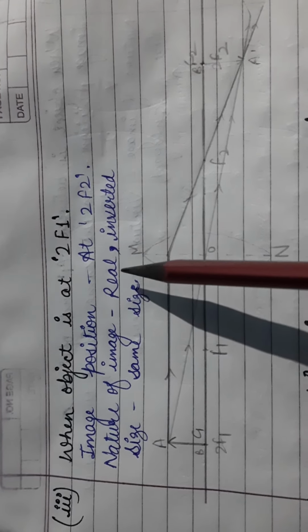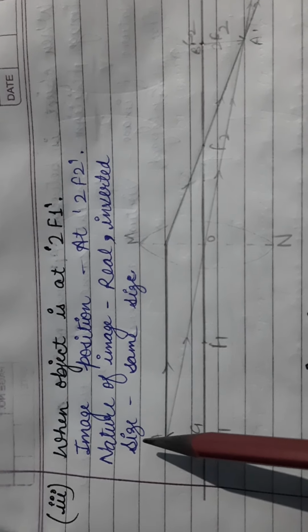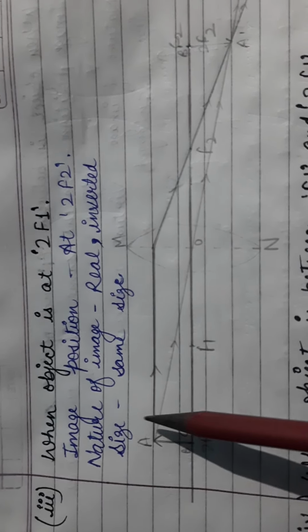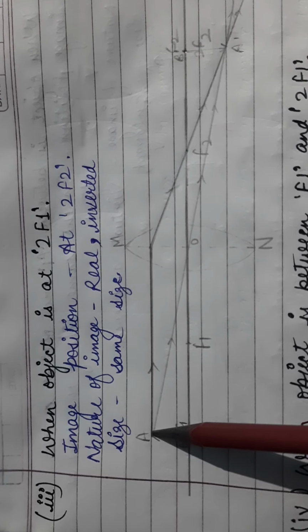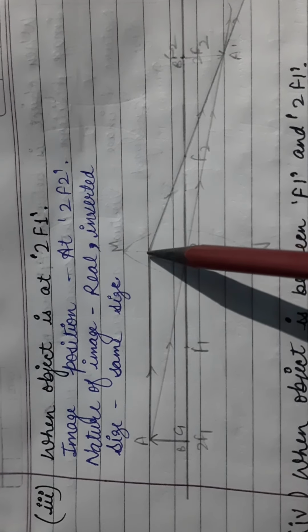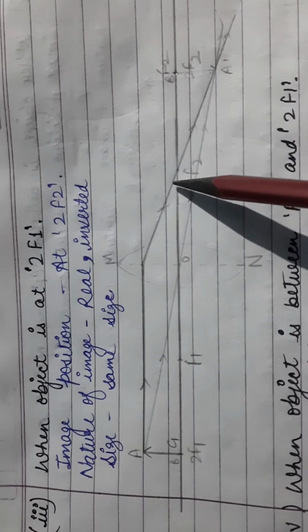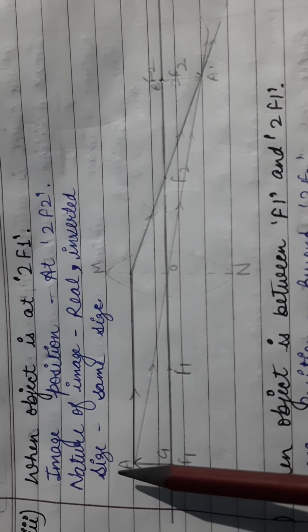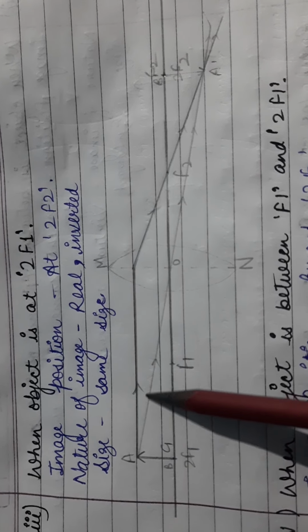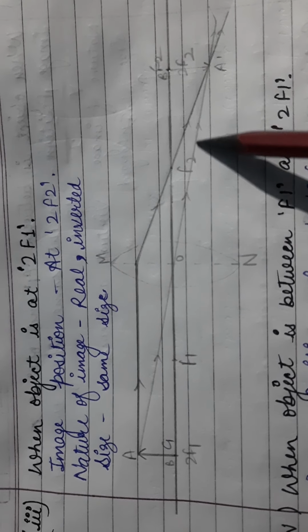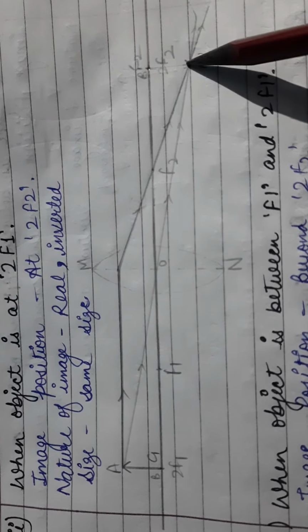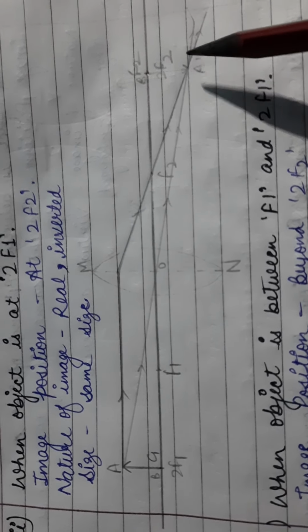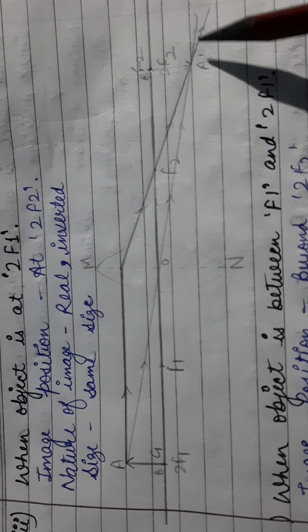Third is when the object is at 2F1, the image position at 2F2. Nature of the image will be real and inverted, and size will be the same. As the first rule, this is the object AB, if the ray goes parallel to the principal axis, it will converge through the focus, and the ray that is going through the optical center will move in the further direction. So here this is the point where they both intersect each other and the image formation took place.